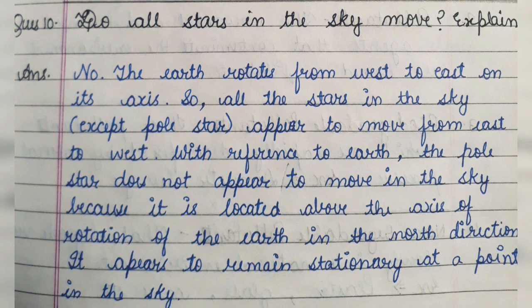Our answer will be that no, the earth rotates from west to east on its axis, so all the stars in the sky except the pole star appear to move from east to west. With reference to the earth, the pole star does not appear to move in the sky because it is located above the axis of rotation of the earth in the north direction, and it appears to remain stationary at a point in the sky.